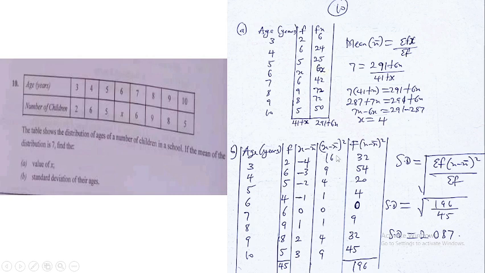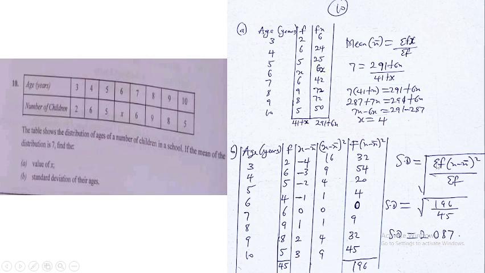That means I'll be having 2 times 16, that gives us 32. 6 times 9 will give us 54. 5 times 4 will give us 20. 4 times 1 will give us 4. 6 times 0 will give us 0. 9 times 1 will give us 9. 8 times 4 will give us 32. 5 times 9 will give us 45.